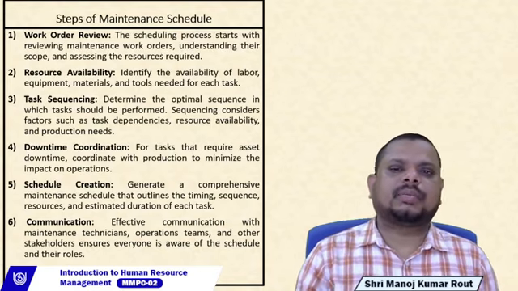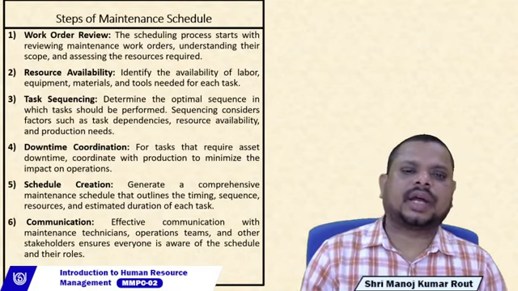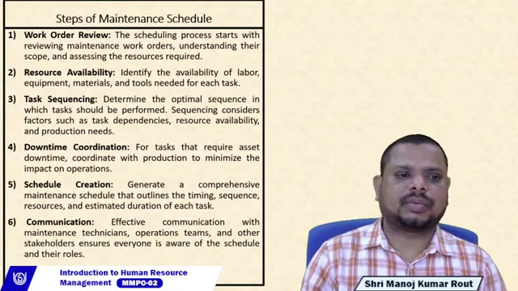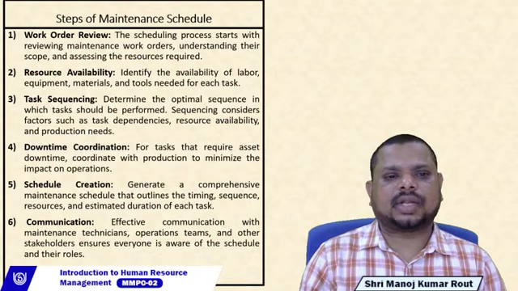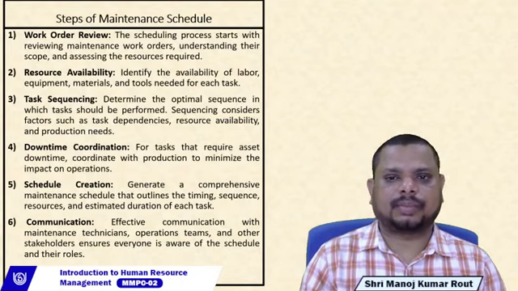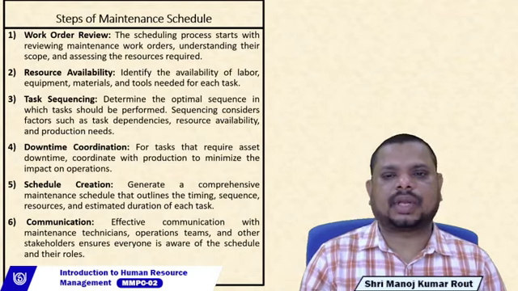The next one is resource availability. Identify the availability of labor, equipment, materials, and tools needed for each task. It is the duty of maintenance managers. They can optimize the level of man, machine, and material so that they can easily perform any kind of task whenever it is needed.